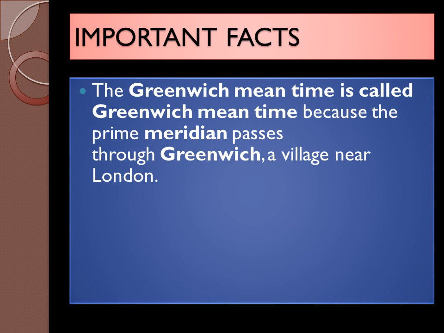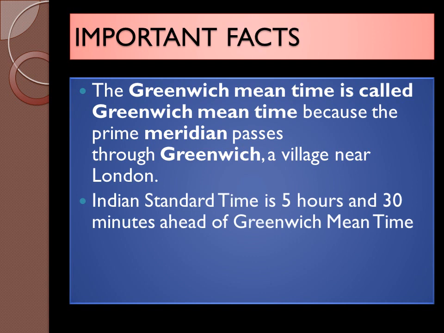Now we have GMT. What is the meaning of GMT? GMT means Greenwich Mean Time. Why is it called Greenwich Mean Time? It is called Greenwich Mean Time because the prime meridian, that means 0 degree longitude, passes through Greenwich, and this Greenwich is a village which is near London. So it passes through Greenwich, and that is why it is called Greenwich Mean Time.